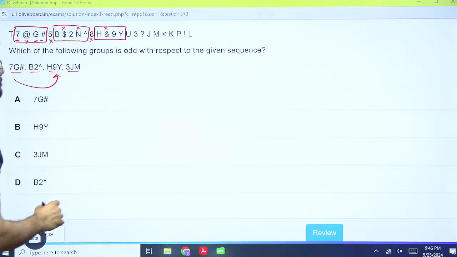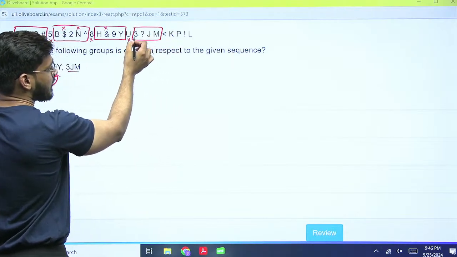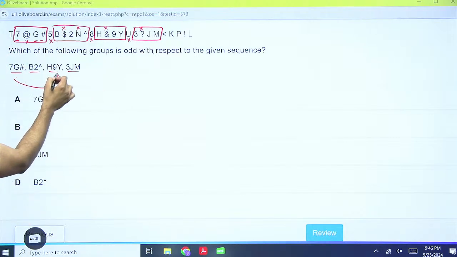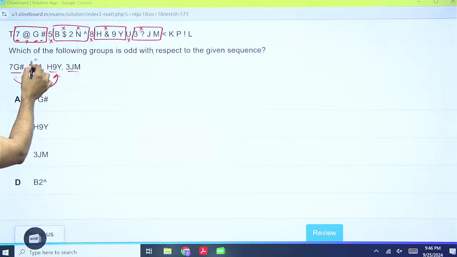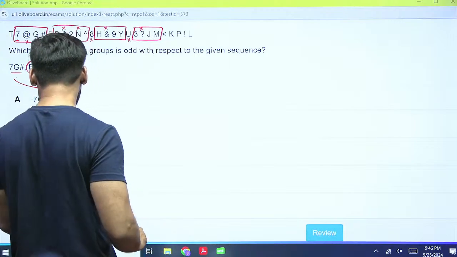Let's see the 3JM. If we are skipping this one, then we have the pair of these elements. Then after 3 we are skipping this one, then 3JM. So 1, 2 and 4 are making the same pattern, but this one, B2 cap, is the odd one out, which matches with option D. Option D is the right answer. Okay, let's move on to the next question.